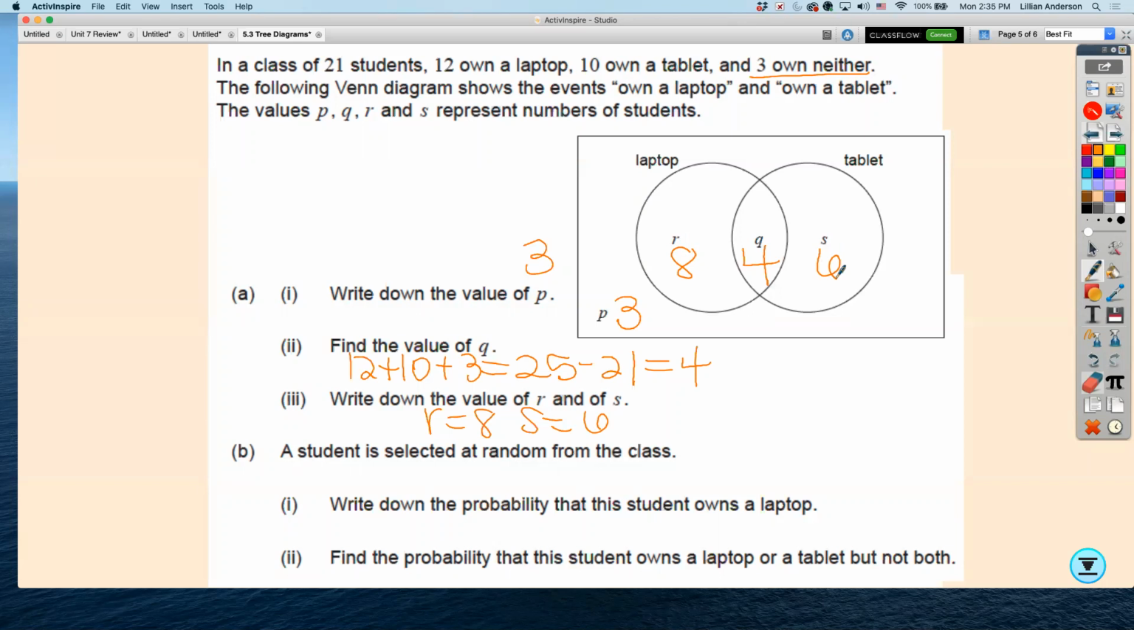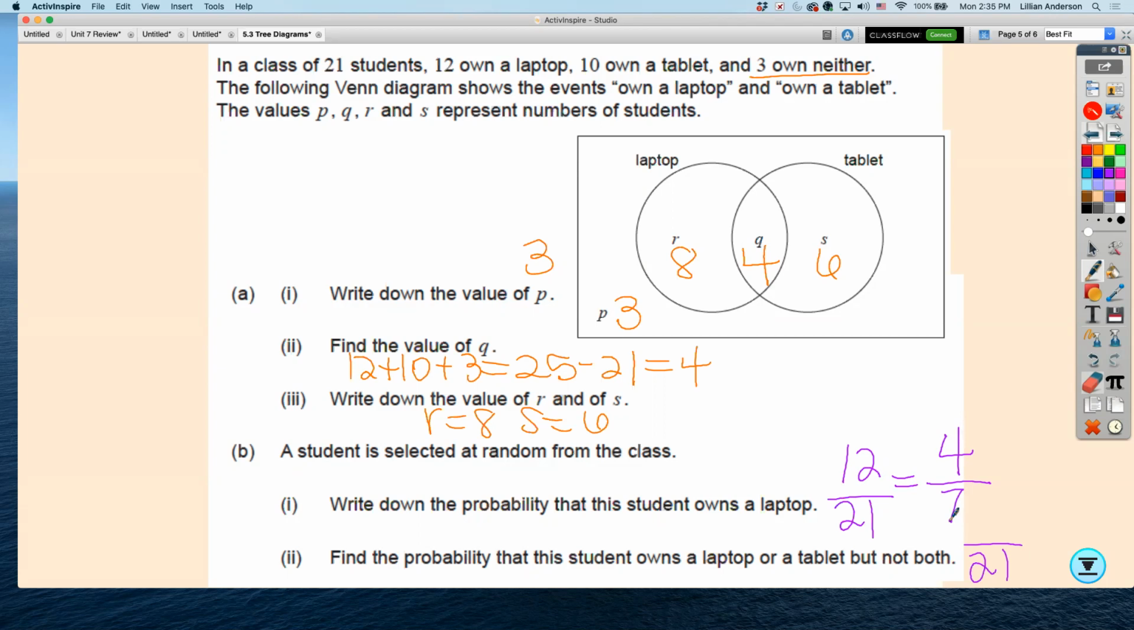So now that you have that, it says a student is selected at random from the class, from the entire class. So that means my denominator is going to be 21 for both. What's the probability that student owns a laptop? 12 out of 21. That reduces. What number goes into 12 that also goes into 21? 3. So 12 divided by 3 is 4, and 21 divided by 3 is 7.